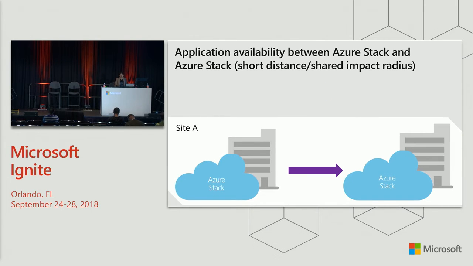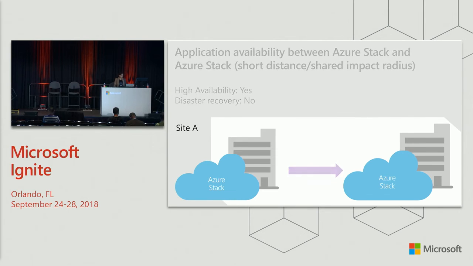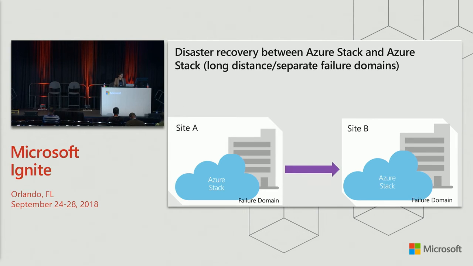Now when you're thinking about disaster recovery, if you've deployed 2 Azure Stack stamps within the same site, you'll have high availability, but you won't have disaster recovery. If you're thinking about doing disaster recovery between site A and site B, where you basically have 2 Azure Stack stamps, then if site A goes down, you'll definitely have disaster recovery.